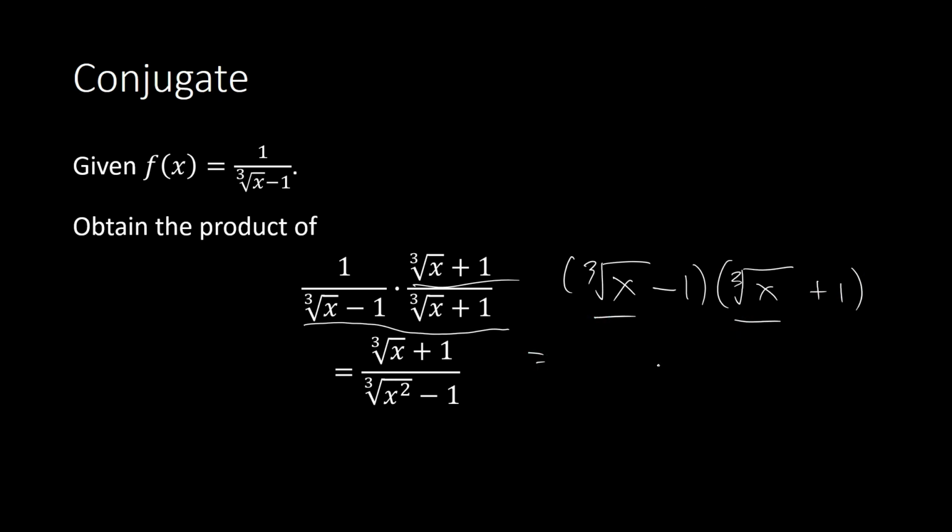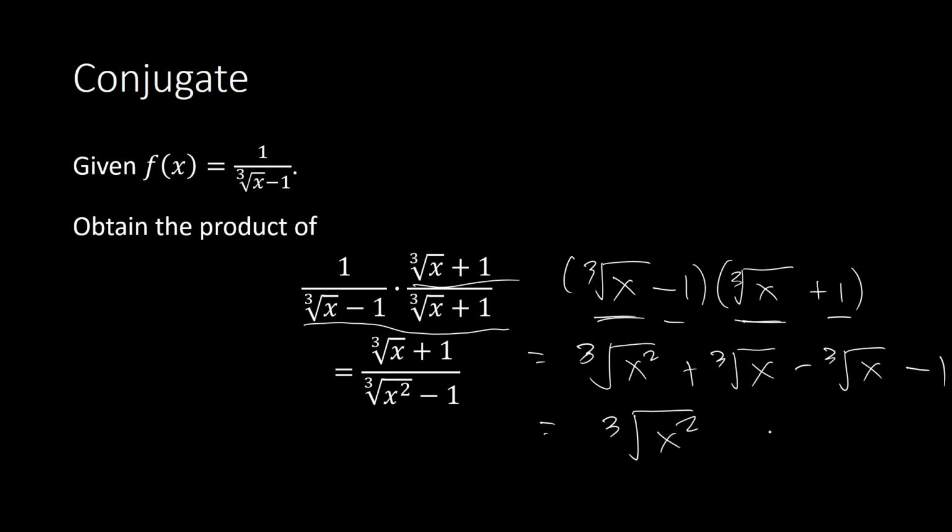The cube root of x times the cube root of x is equal to the cube root of x squared. This one times that is cube root of x, and then negative 1 times this is equal to negative cube root of x. Negative 1 times 1 is negative 1. And so what we have here is the cube root of x squared minus 1. So multiplying the denominator by its conjugate does not remove the radical function in your denominator. And you will see what I am talking about when we go to indeterminate forms.